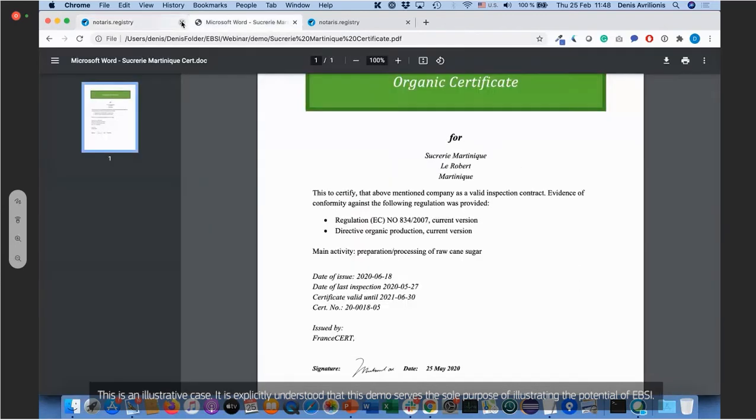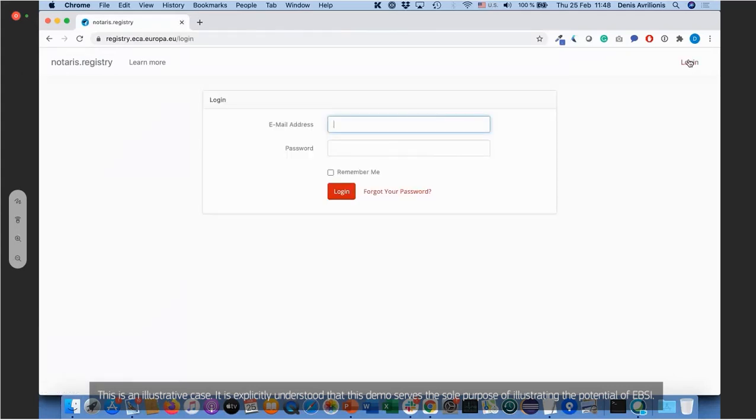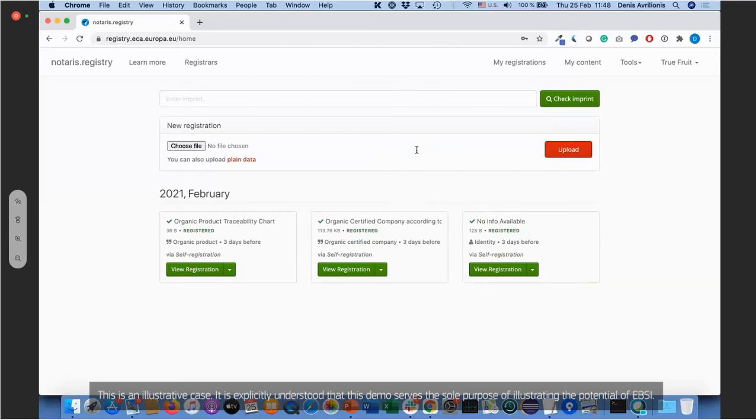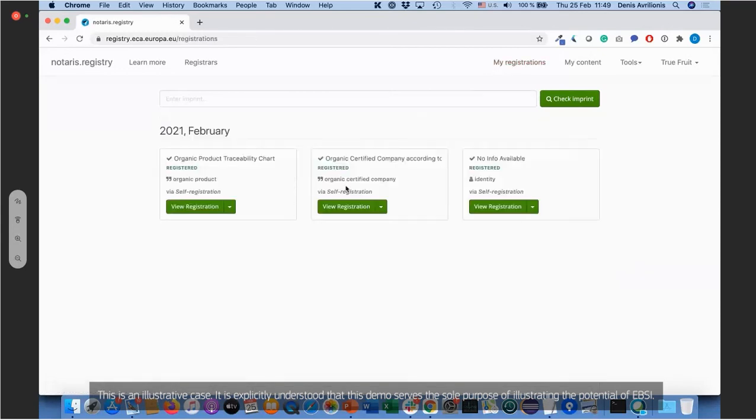Something that is also a very important feature of the system that could be used, and that's the first time that we're going to log in into the system, is as an operator. So here I'm logging in as the operator that puts the true bio sugar in the market. I can log in into the system and I can see all the notarizations that actually are related to me. So I can access my traceability chart for the bio sugar. I can access also the certification that certifies the true fruit company as an organic certified company. And then, of course, you can continue by registering and creating notarizations on your behalf.